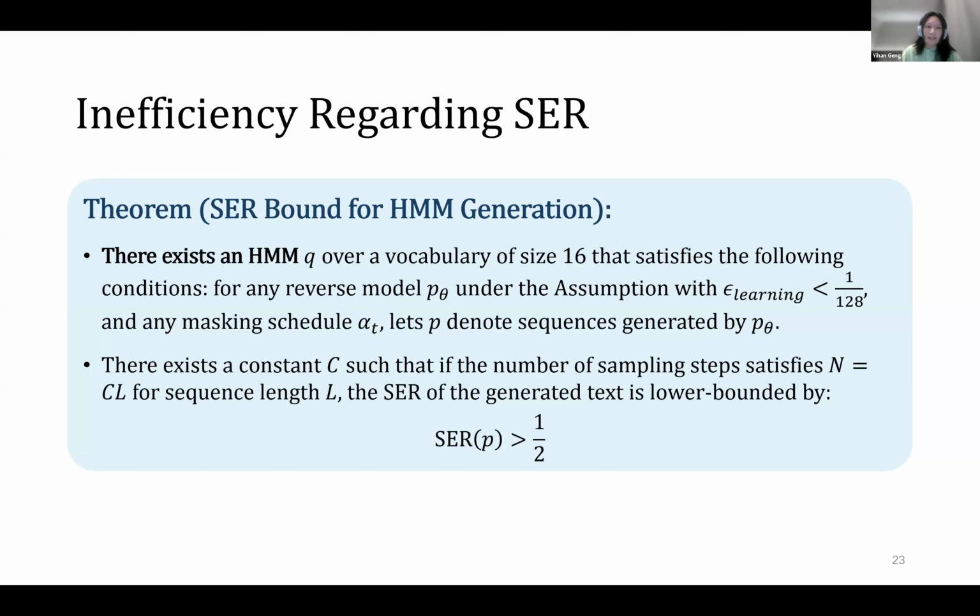So when we combine this result with the earlier and also more optimistic findings on TER, we get a more complete picture of MDMs: while MDMs are theoretically capable of generating correct sequences, the computational cost required to achieve a low SCR can be substantial and potentially much higher than what TER alone might suggest. In other words, strong TER doesn't necessarily guarantee low SCR at a reasonable cost.